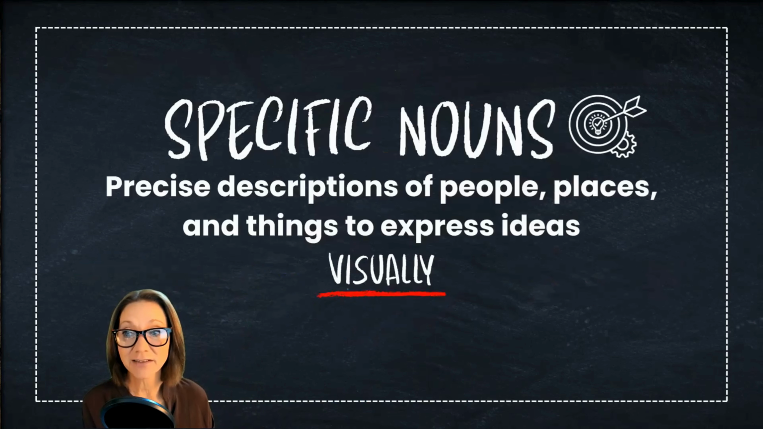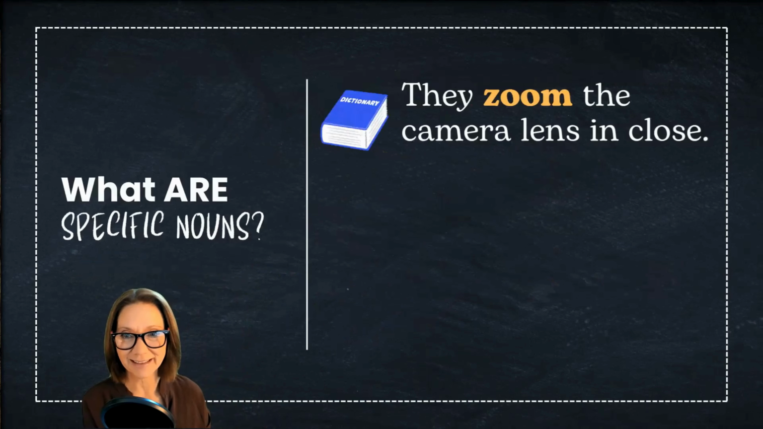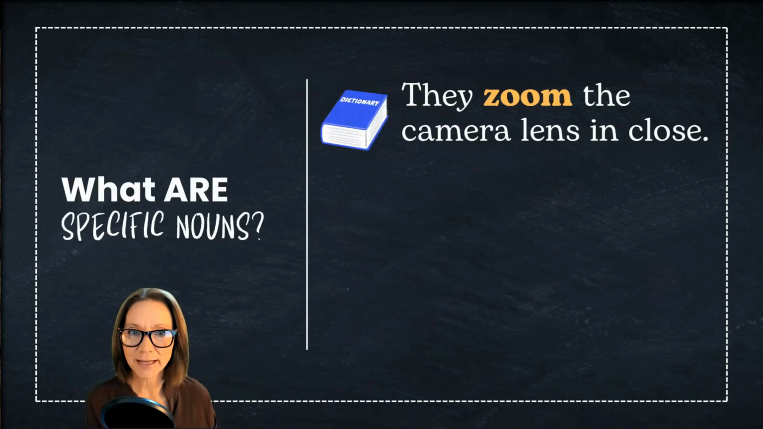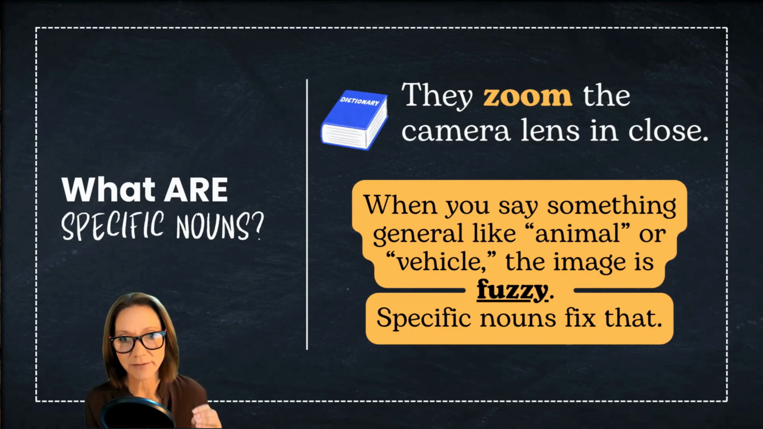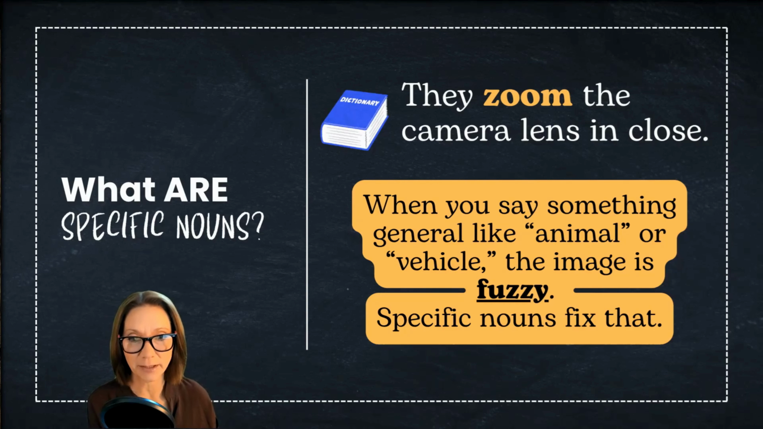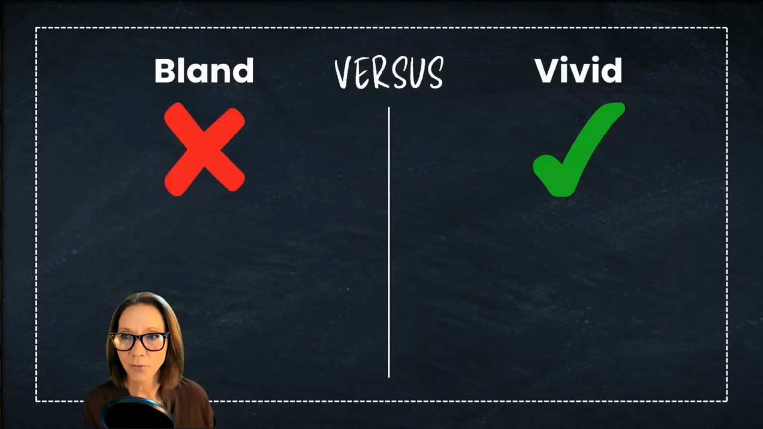So specific nouns are precise descriptions of people, places, and things to express ideas visually. According to the dictionary, it's not actually in the dictionary, but they zoom the camera lens in close. So when you say something general like animal or vehicle, the image is fuzzy. So we're going to come up with specific nouns that will fix that image. We are going to go from bland to vivid.